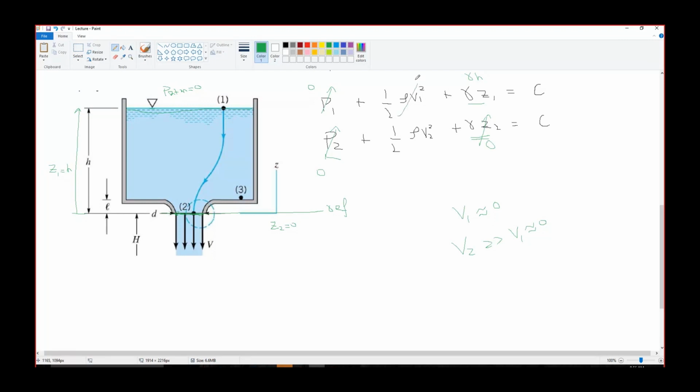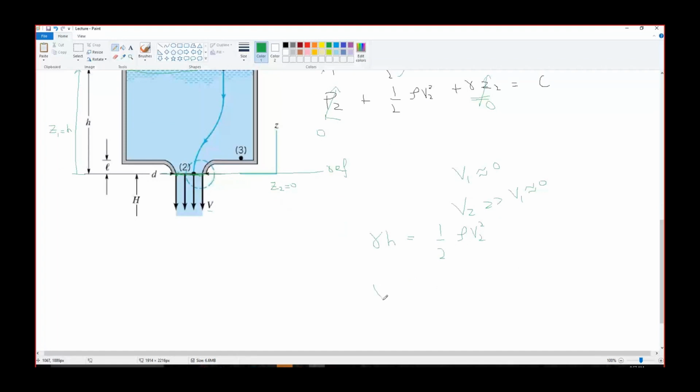Yes, sir. So this is 0. So at the end we get gamma H equals to half rho V2 square. And if V2 is equal to V, then we can write V equals to under root 2 gamma H by rho, or we can write V equals to under root 2gH, which is basically the free fall velocity. You would have already studied this.